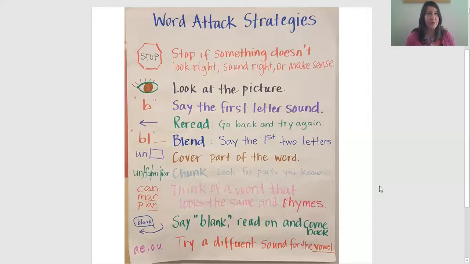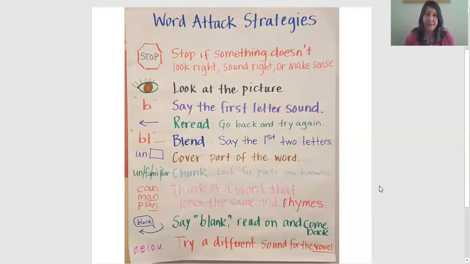When you see a word that you really don't know, you can just say blank as you're reading as a placeholder and read on and then come back to it if you've been able to get some more clues in the sentence to help you figure out the word. So you can always skip a word or just say that word blank to help you remember that you need to come back to it.